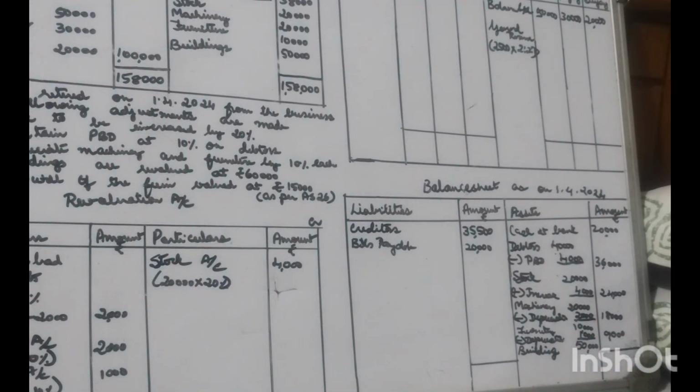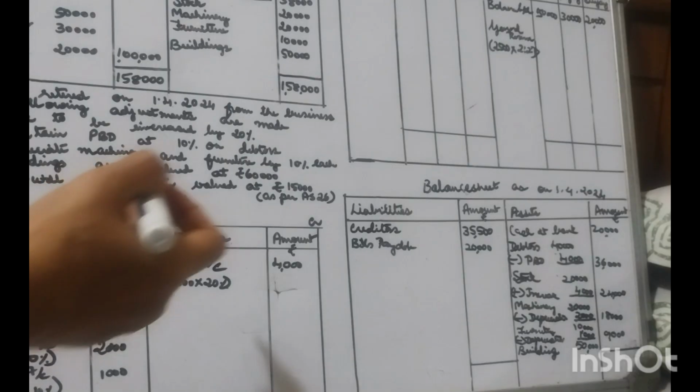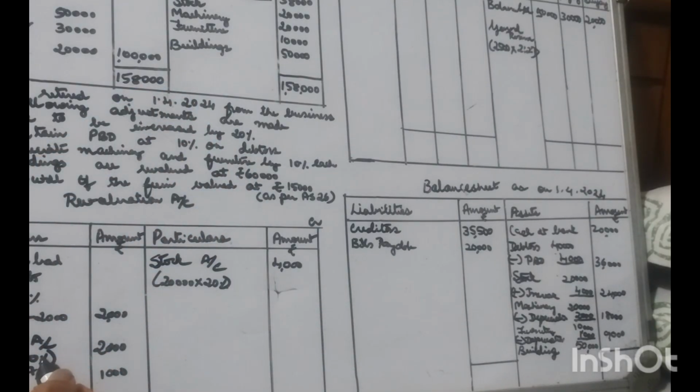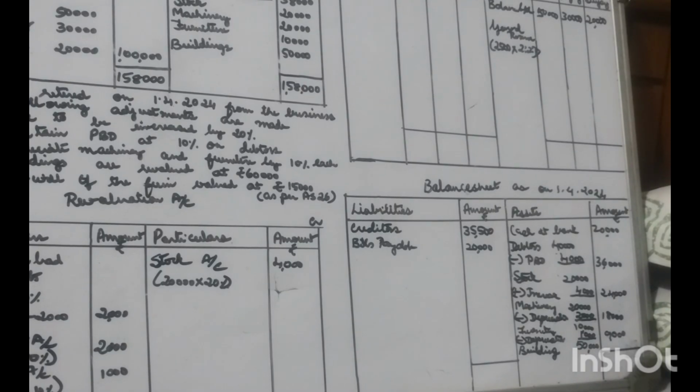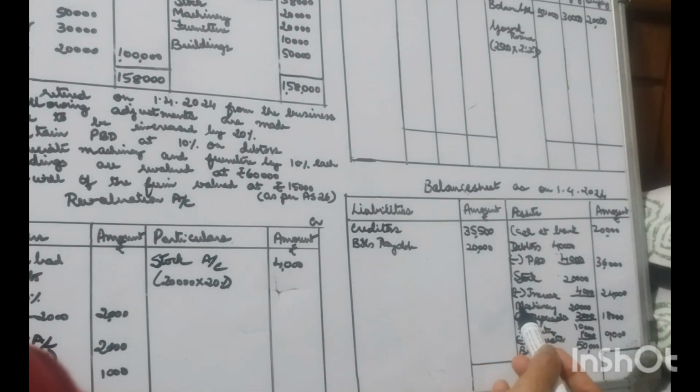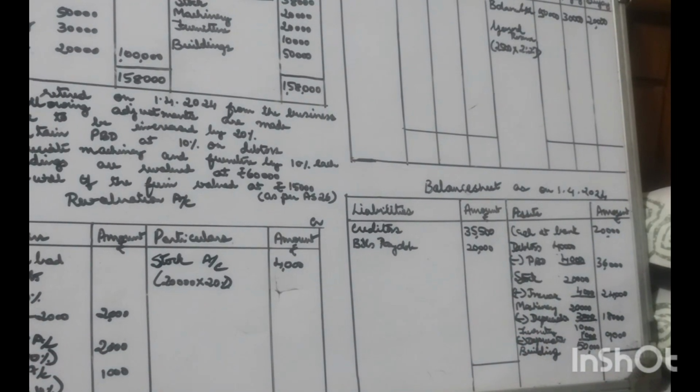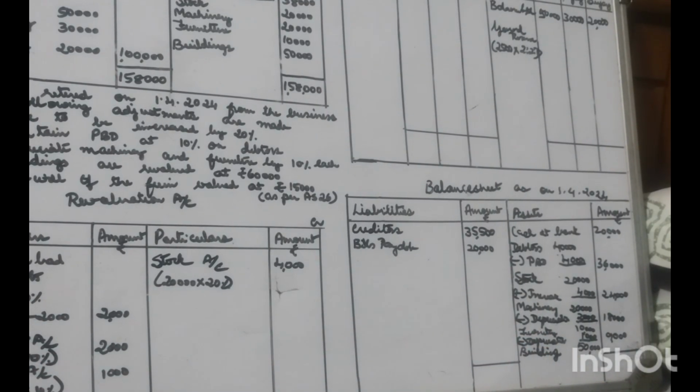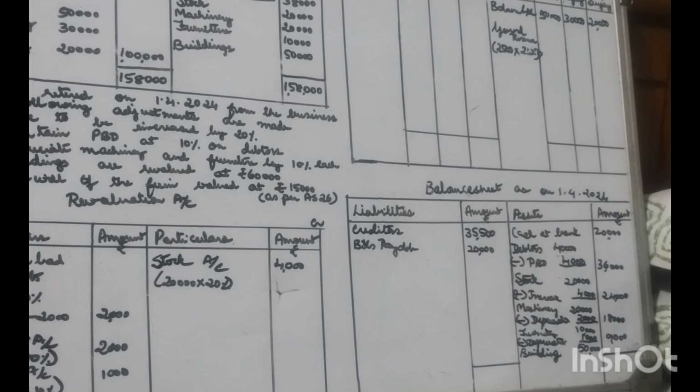So depreciate machinery as well as furniture. The value of these assets has declined by 10%. The value of machinery is 20,000, 10% means 2,000. Again furniture, the value of furniture is 10,000, on which 10% has to be provided, that will be 1,000. One more entry, it has to be deducted from machinery as well as furniture, and the amount must be recorded under the amount column. So these are the two entries that have to be made.